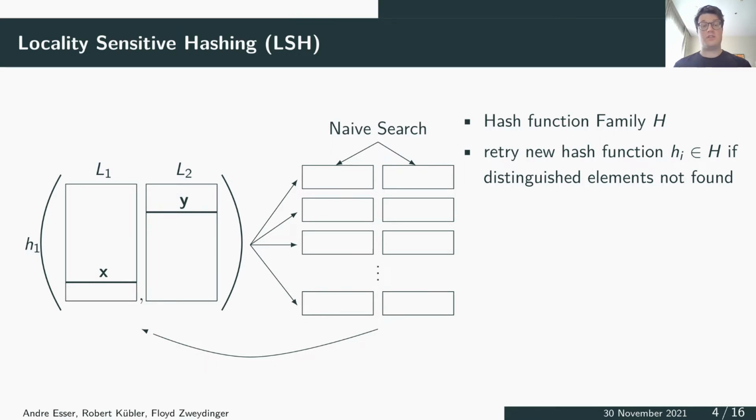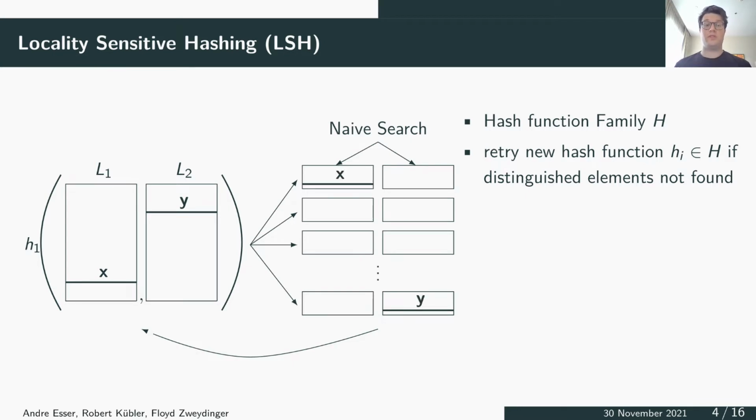This technique hashes similar elements with high probability into the same bucket, where afterwards one is able to search through these buckets with a naive search. So what does this mean? We choose a random hash function hi and apply it to each element of our two input lists, meaning we assign each element a hash value which uniquely defines the bucket where the element is put into. After we are done hashing every element, we apply a naive search and hopefully we find the two elements we are looking for, x and y, in the same bucket.